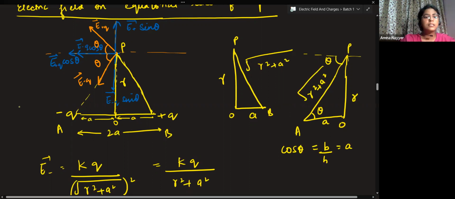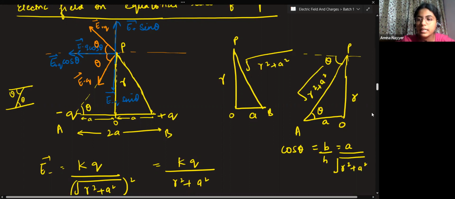Why? Because you can see alternate angles. This is theta. So this will also be theta. Is this clear how this is theta? These are two parallel lines with a transversal between them. So these become alternate angles. This is your theta. So base is A, hypotenuse is under root r square plus A square. This is your cos theta. Is it clear till here?